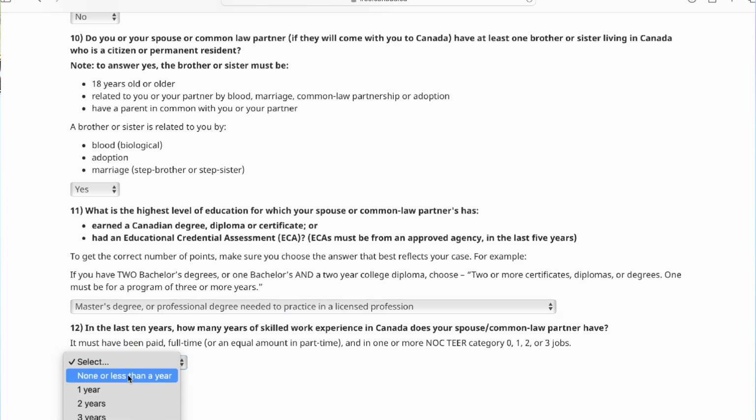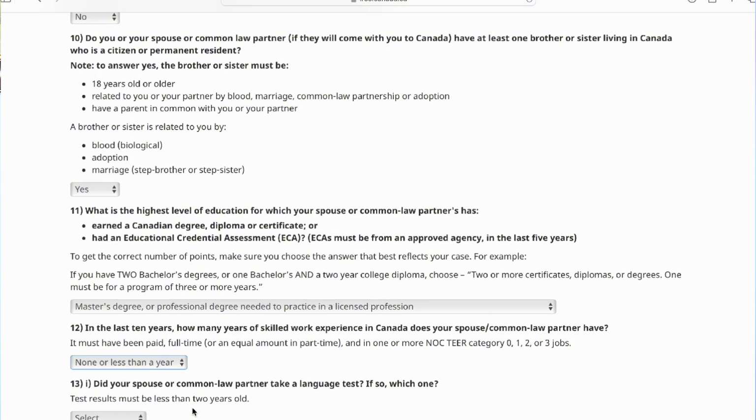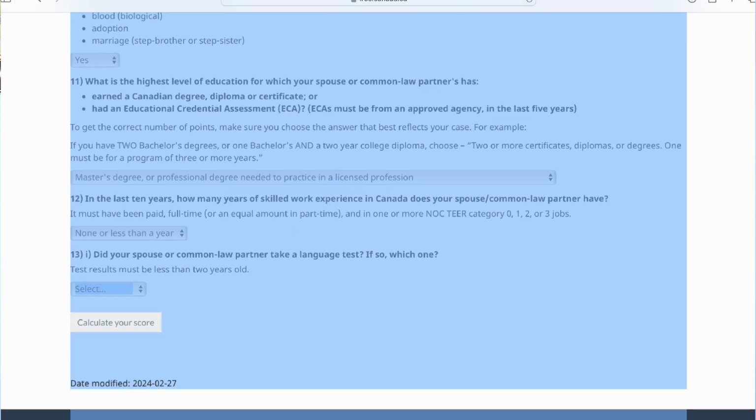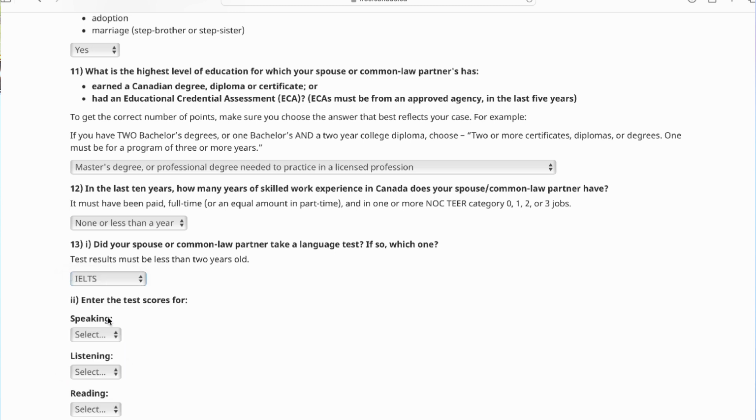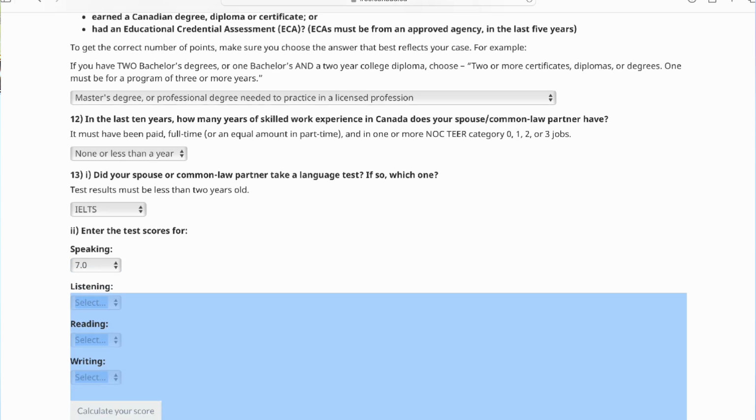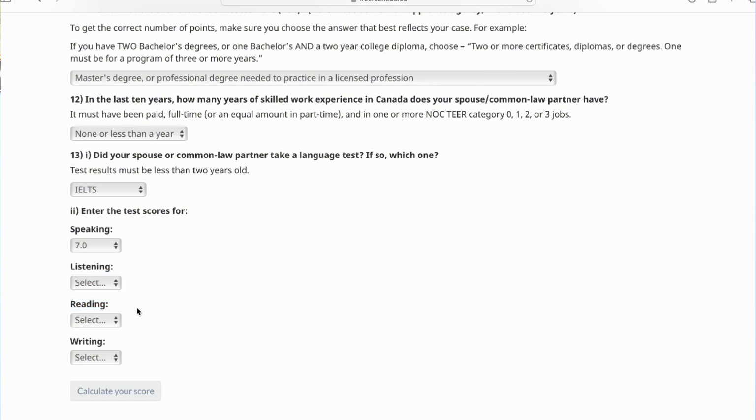Now the question is, did your spouse or common law partner take language tests, which my husband took. This is why I was saying it's very important that your spouse also takes IELTS, because it's about the chances, you just increase your chances. My husband took IELTS and kind of had 4.2. He really did so well, so I'm just going to be inputting his scores.